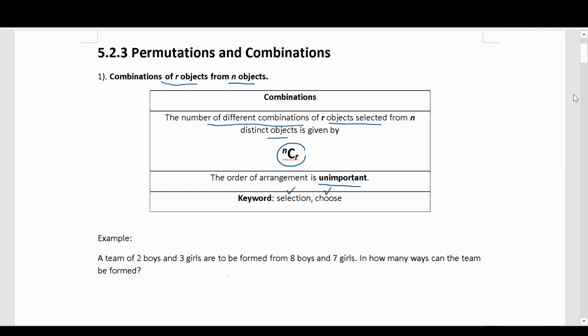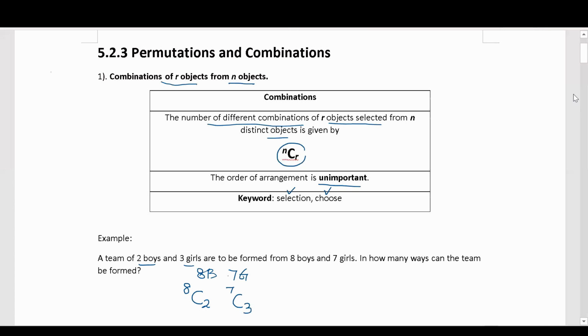Let's have a look at an example here. A team of 2 boys and 3 girls is to be formed from 8 boys and 7 girls. Now, we have 8 different boys and we select 2 boys from the 8 boys. So the number of ways for selecting 2 boys is given by 8C2. At the same time, there are 7 girls and we need to form a team with 3 girls. Hence, the number of ways is given by 7C3.